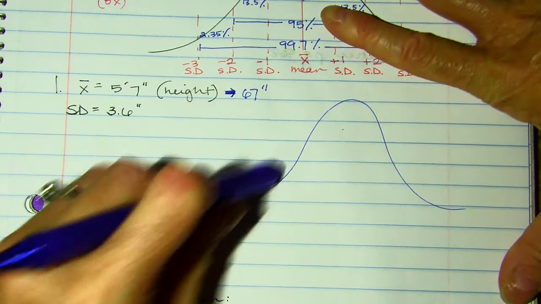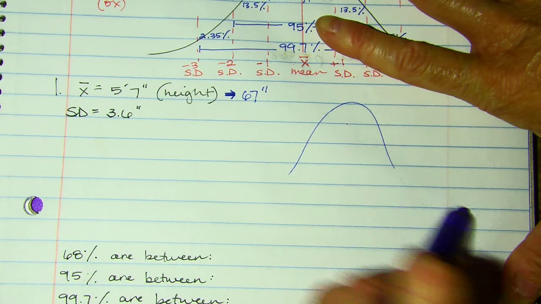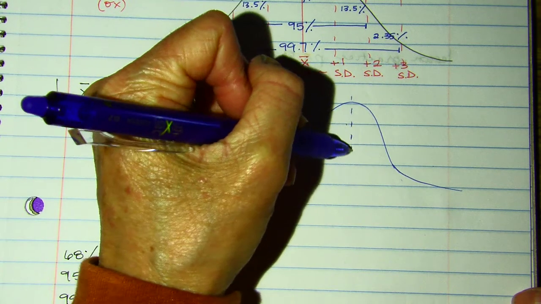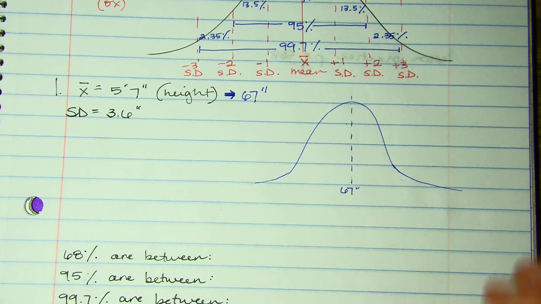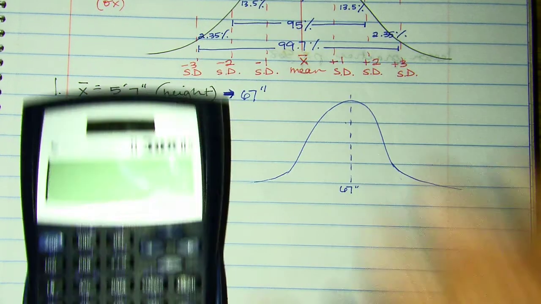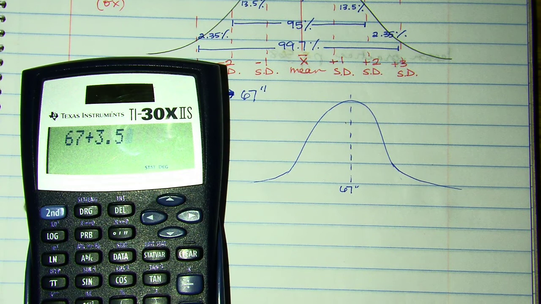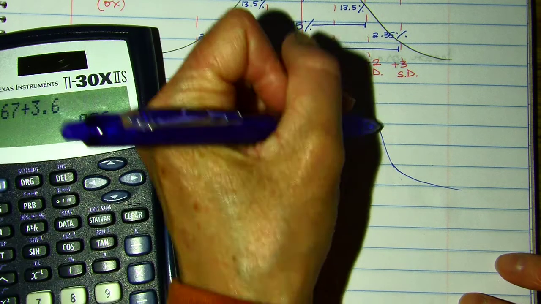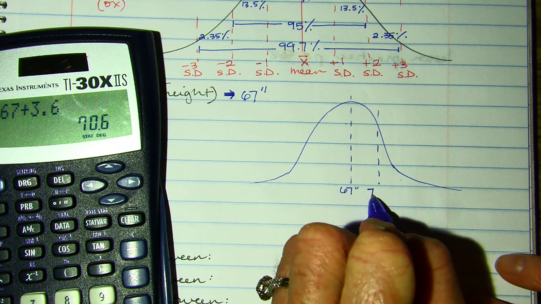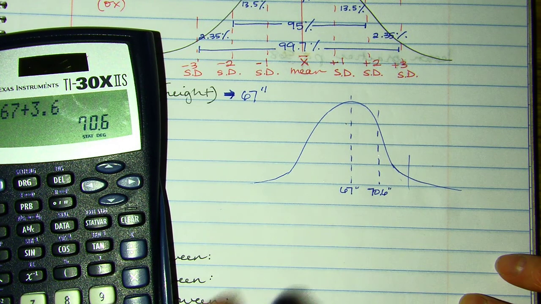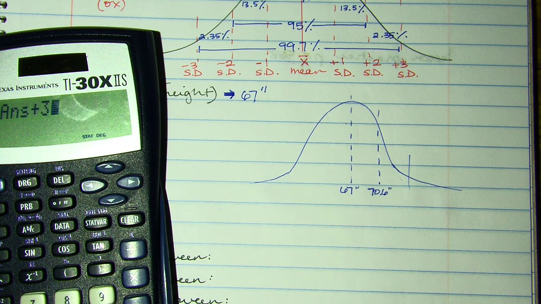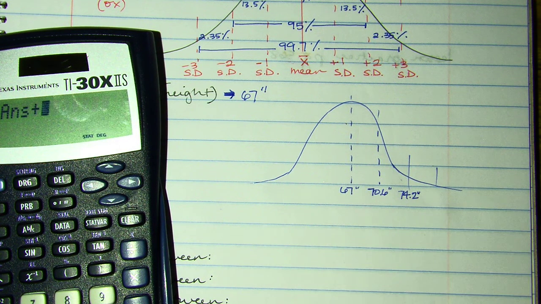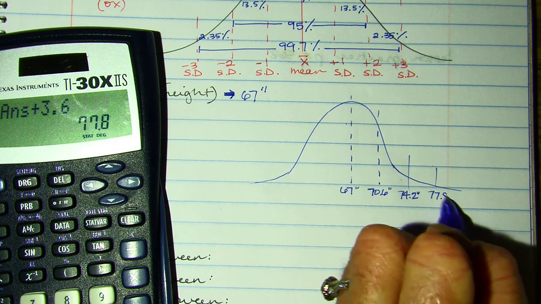So that was a terrible one. So right down the middle would be 67 inches. And then going to the right, we're going to add our standard deviation. So 67 plus 3.6 gives me this next category of 70.6 inches. Then I'm going to add another one, so plus 3.6, and I get 74.2 inches, and one more, plus 3.6, and I get 77.8 inches.